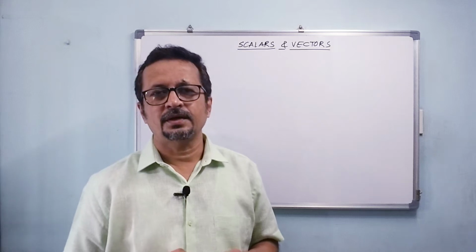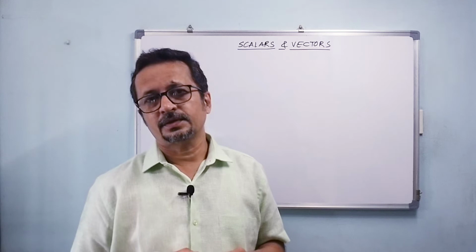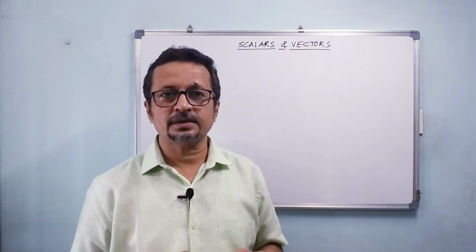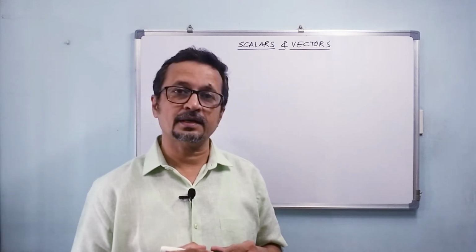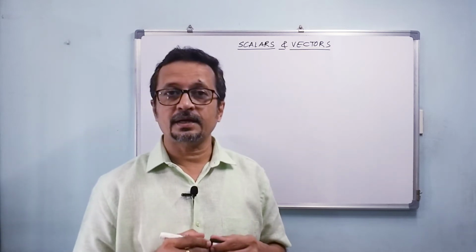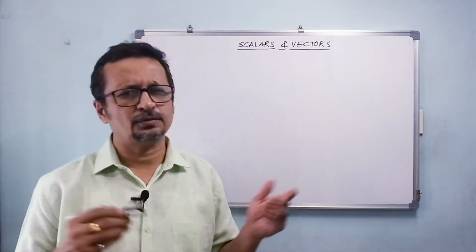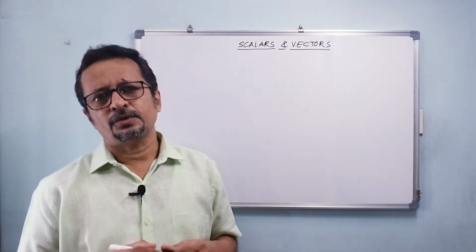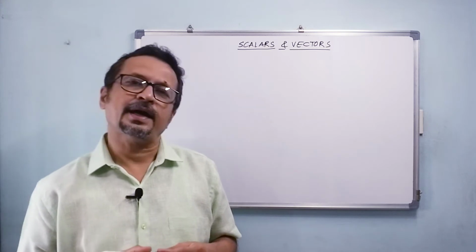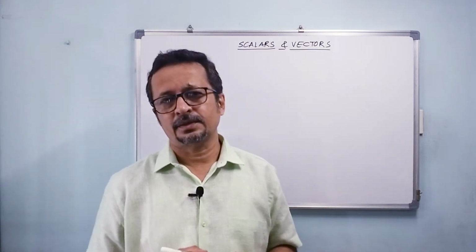Hello friends, in the last video we have seen scalar product. We have defined scalar product. Then we saw what happens when the angle between the two vectors is 0, 90 degrees, and 180 degrees. Those were boundary conditions, but the angle between the two vectors can be anything between 0 and 180, right?